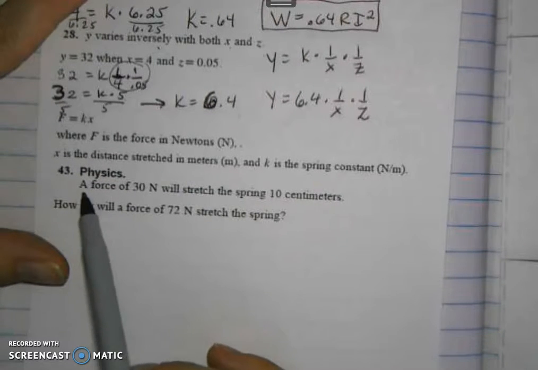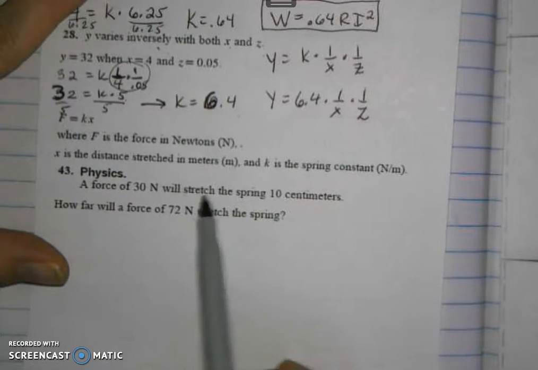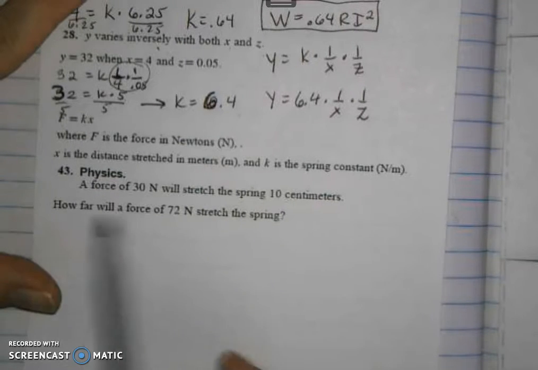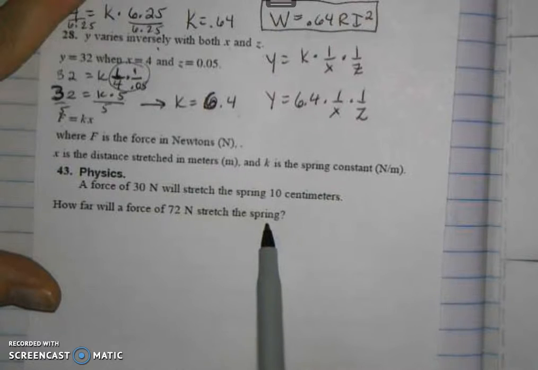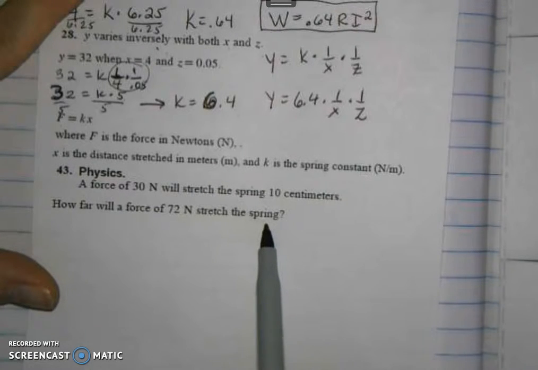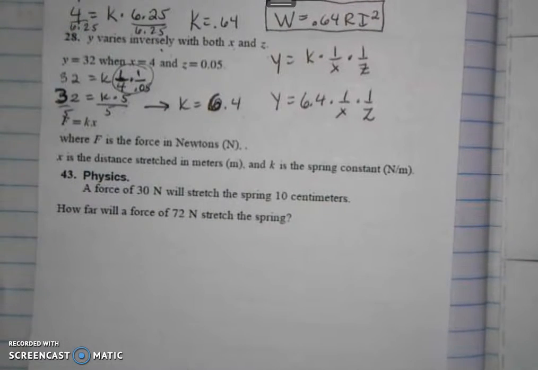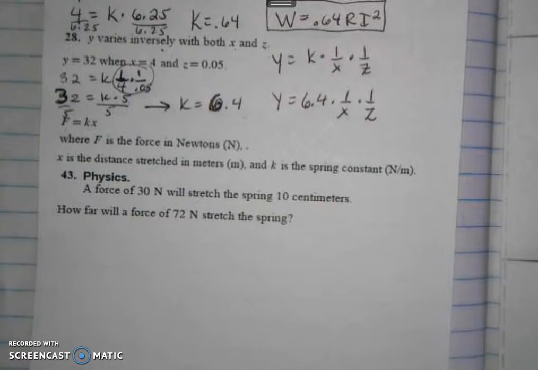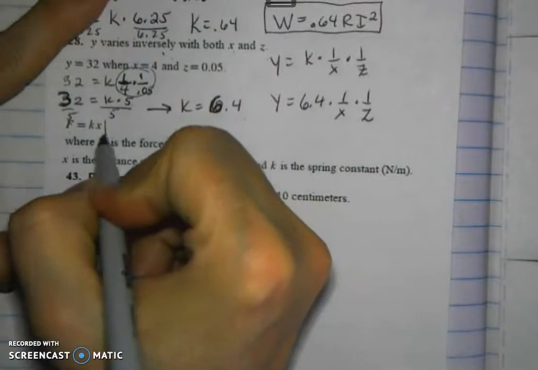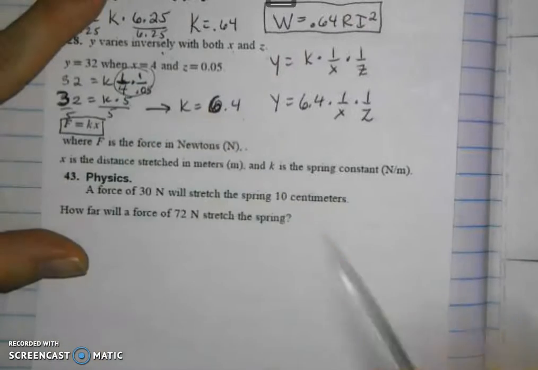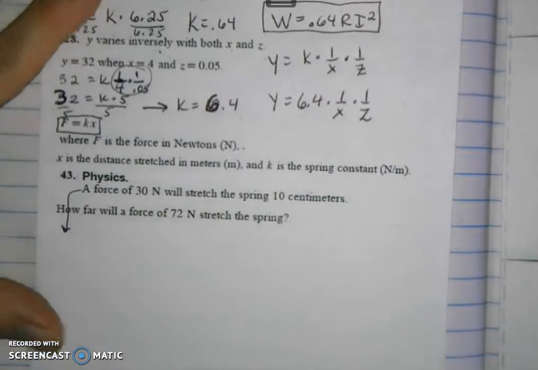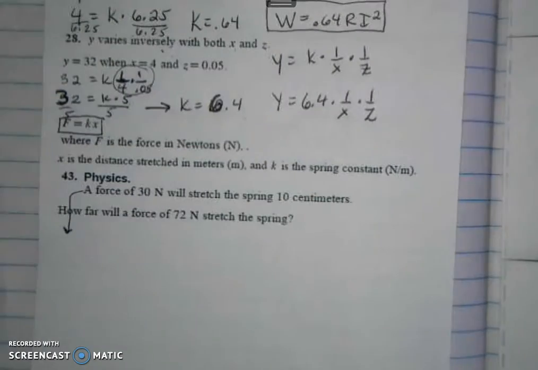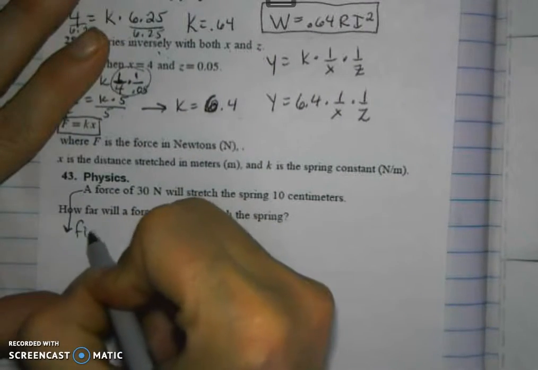Excellent. Well, it says a force of 30 newtons will stretch the spring 10 centimeters. How far will a force of 72 newtons stretch the spring? The bad news is a lot of you think, oh, if I will just put this in a proportion, I'll figure it out. But this formula prevents us from doing that, okay? This first bit of information is really a backwards way of asking us to find K.